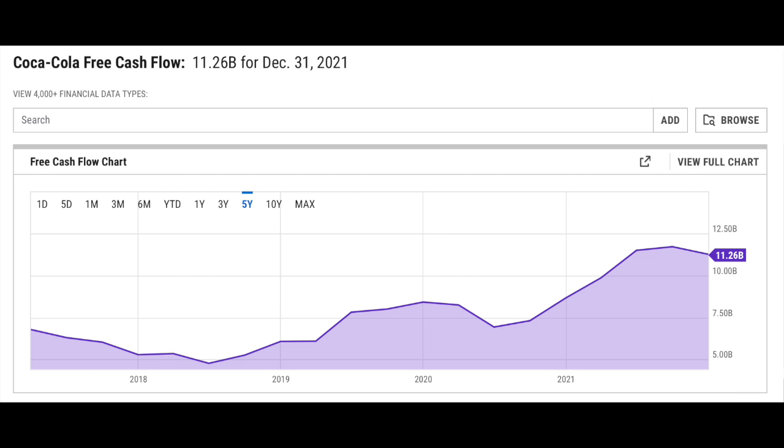The other example is Coca-Cola. For the last 5 years, the company had a consistent growth of free cash flow of 20%.